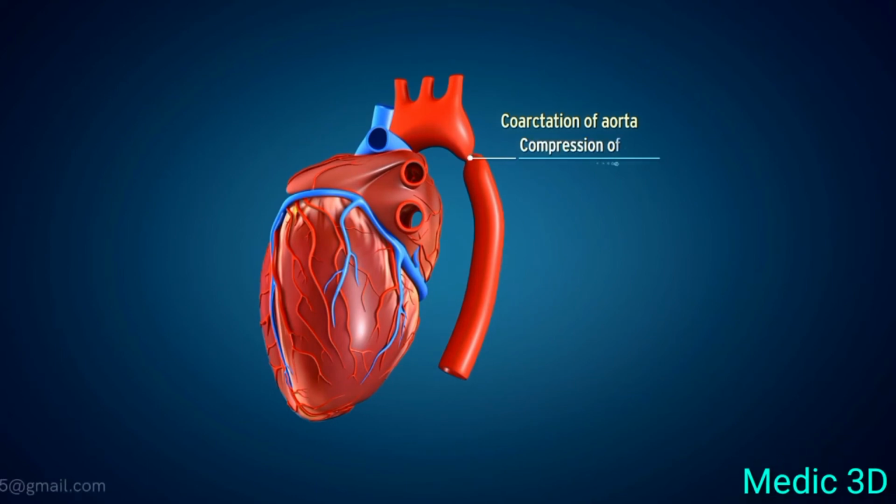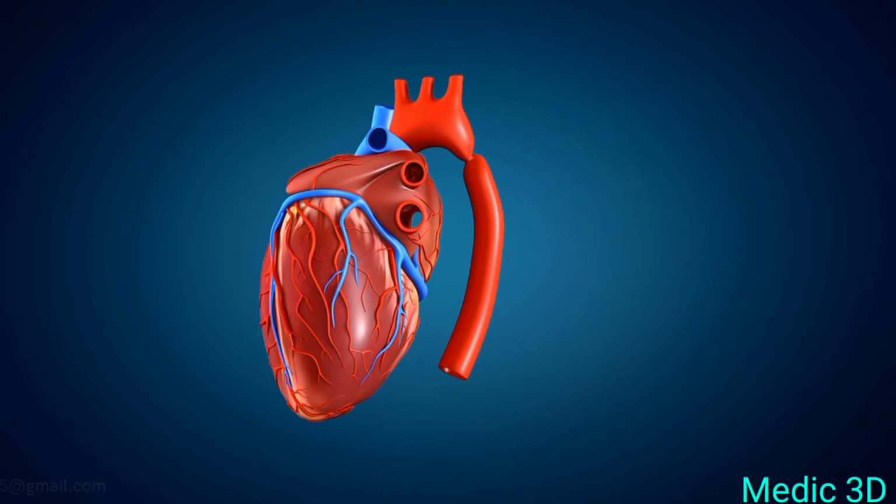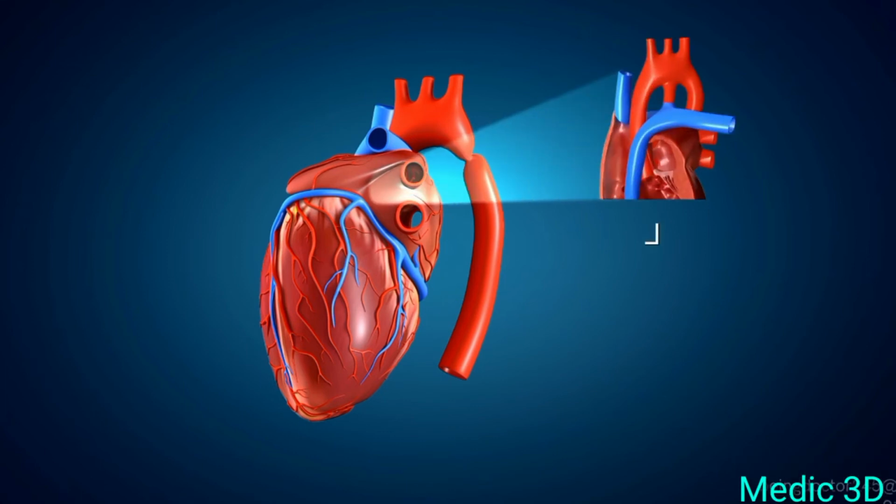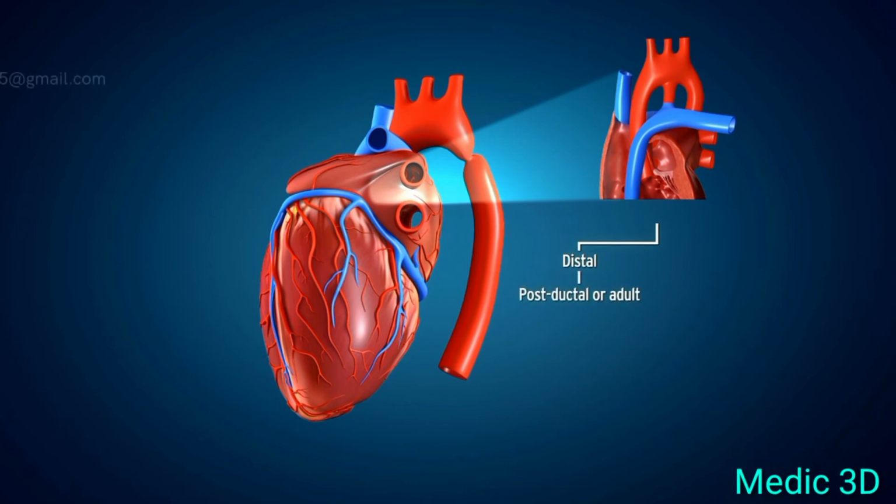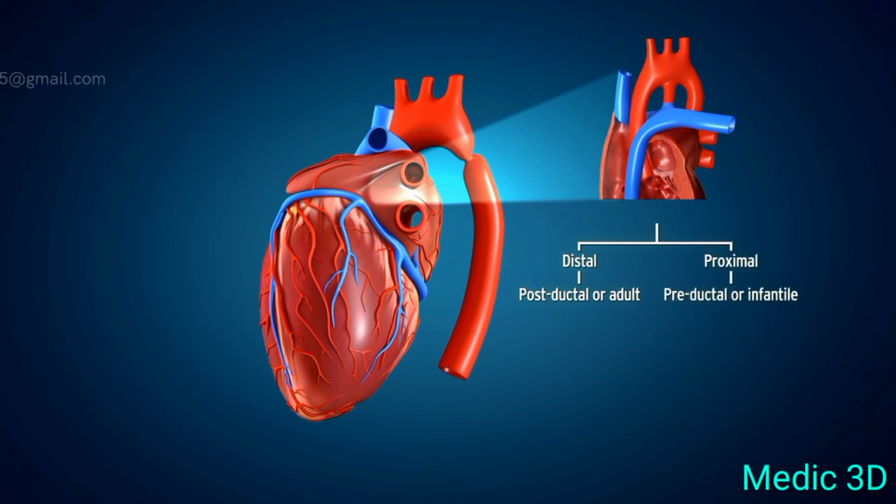Coarctation is the local compression or contraction of aorta. It may happen in any part of the aorta, but the constriction is usually distal to the ductus arteriosus, also known as postductal or adult. Or it is occasionally seen proximal to the ductus arteriosus, also known as preductal or infantile, in the region of transverse aorta.